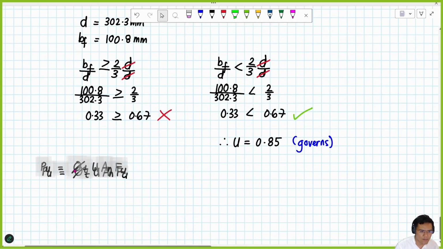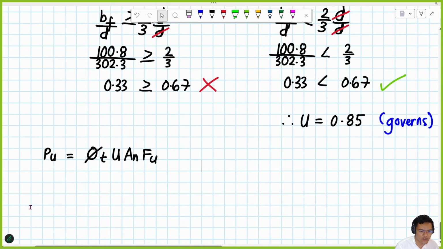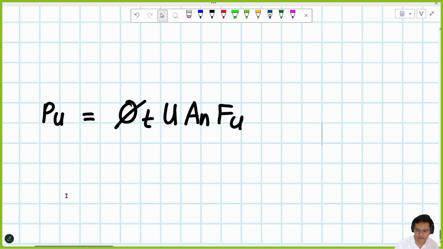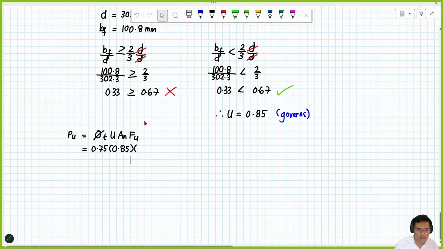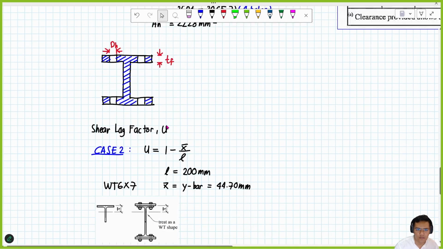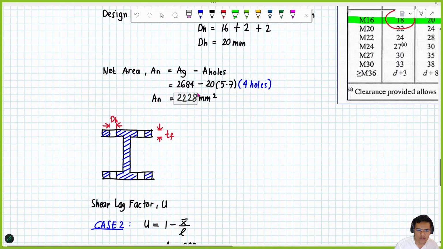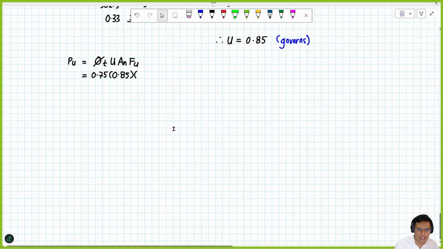Okay? Sige. P sub T for rupture. Ano yung value natin? 0.75. Okay? Multiplied by the shear lag factor na nag-burn, that is 0.85. Okay? Multiplied by the area net ng ating given section. And na-calculate na natin yon. That is 2,228. Okay? And lastly, yung ating F sub U.